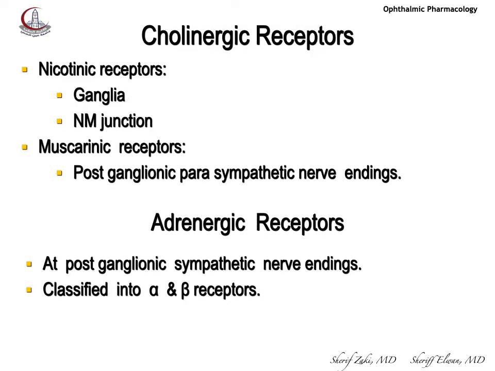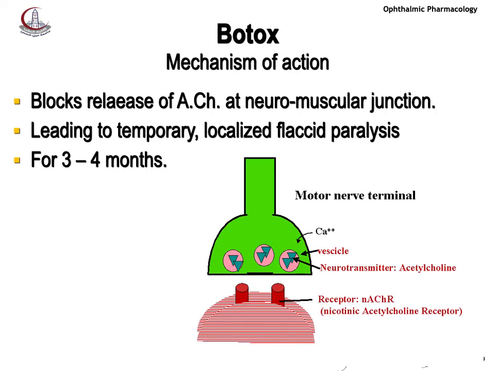Cholinergic receptors, that is, receptors of acetylcholine, are either nicotinic or muscarinic. Nicotinic receptors are present in the ganglia and the neuromuscular junction, while the muscarinic are present in the postganglionic parasympathetic nerve endings. The adrenergic receptors, that is, the receptors of noradrenaline or norepinephrine, are found at the postganglionic sympathetic nerve endings and are classified into alpha and beta receptors.